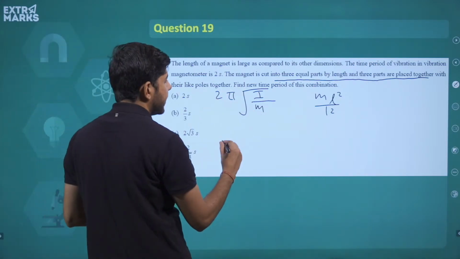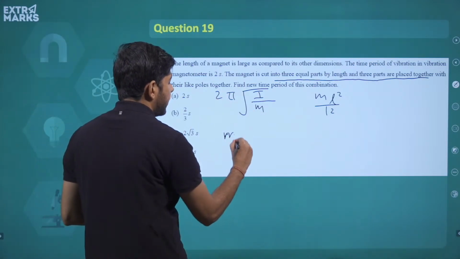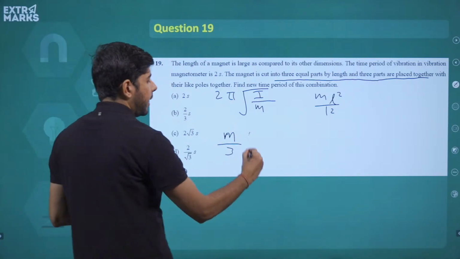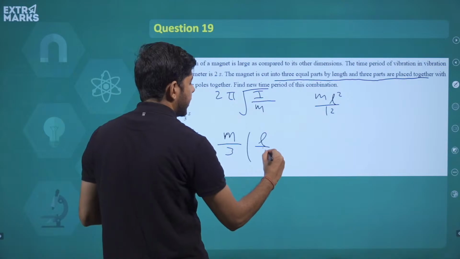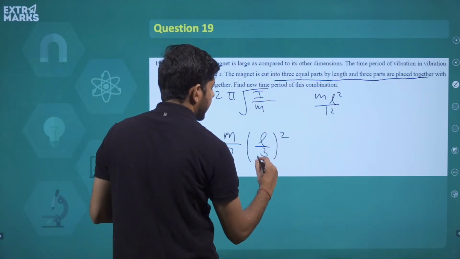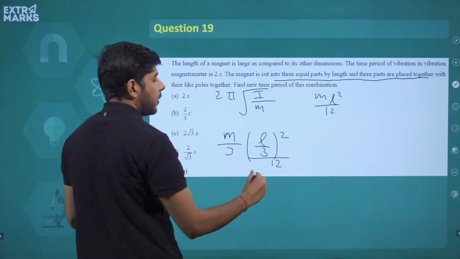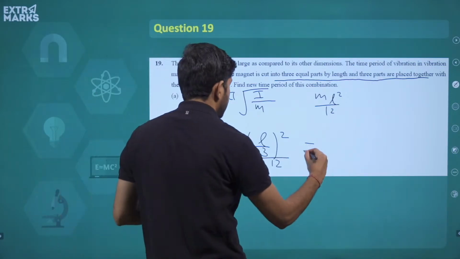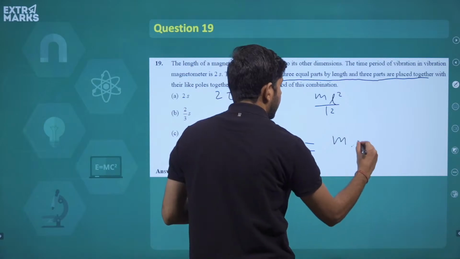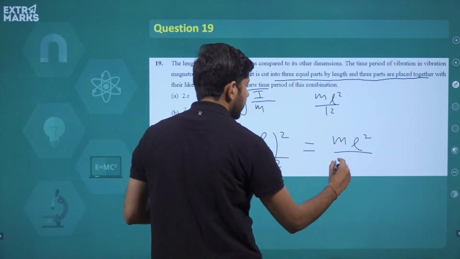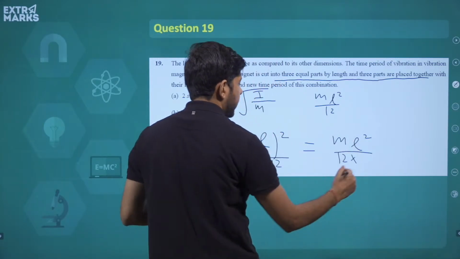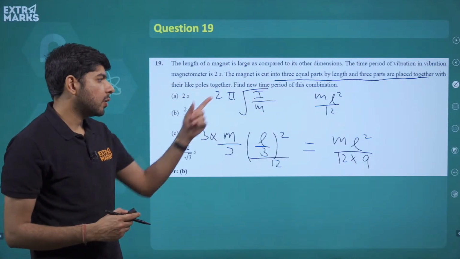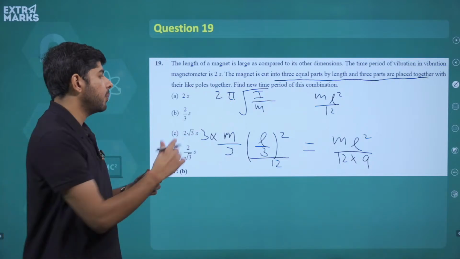Later, in the second case, what is M? M, the mass, becomes 1/3 because we divided by 3, and L also becomes 1/3. So L square by 3 divided by 12. And this is for 1, but we have 3 such magnets. So this is my moment of inertia. So what is this equal to? This is M L square divided by 12 and divided by 9. This is your moment of inertia in the second case. So root of this, this is your time period.